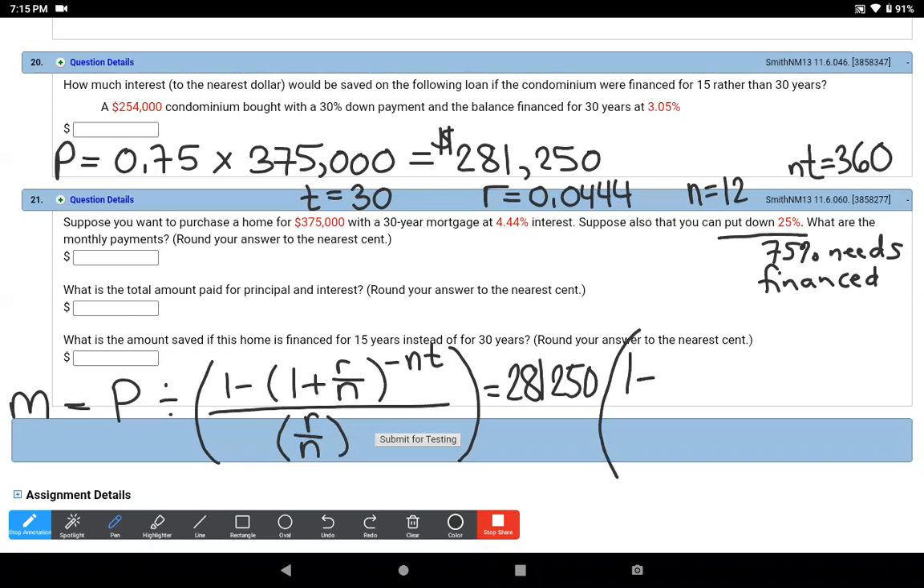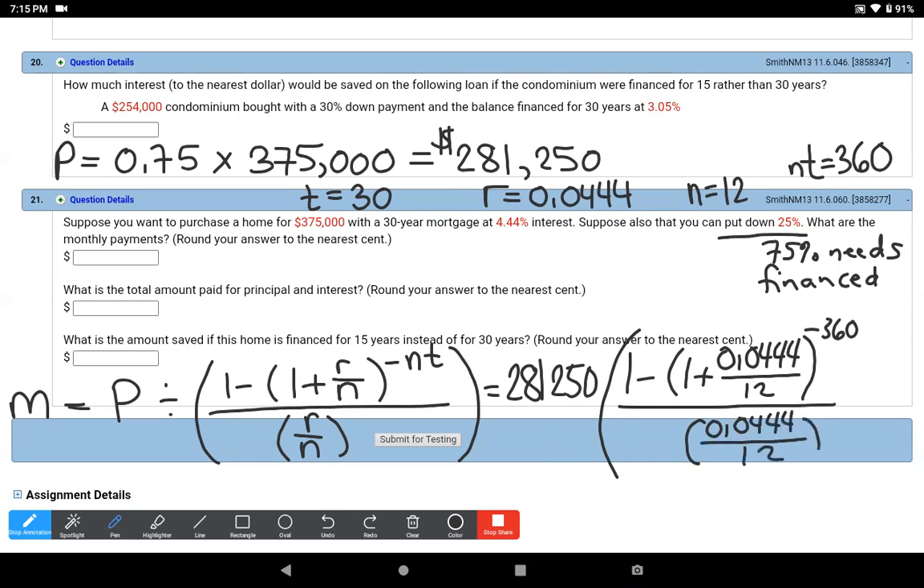times 1 minus 1 plus 0.0444 divided by 12 raised to the negative 360, divided by 0.0444, which is divided by 12.